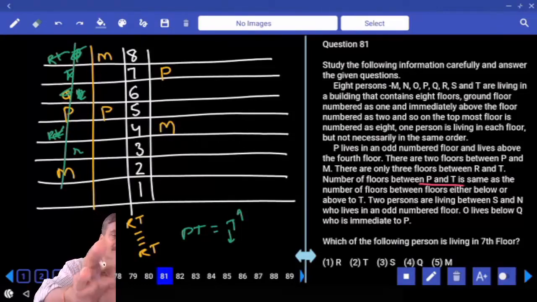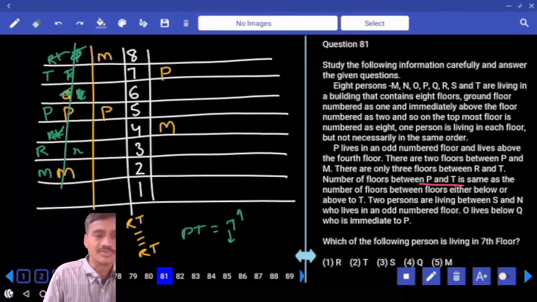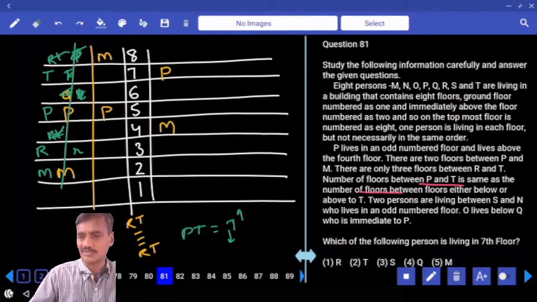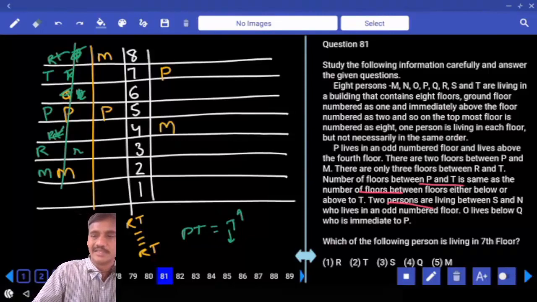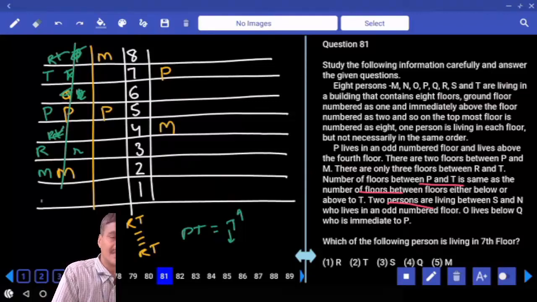Now the 7th is P. T is such that the number of floors in between P and T is 1, and above this T there is exactly 1. Now if T is here and P is here, TPM. There are 3 in between R and T, 1, 2, 3, R is at this place. And there are 2 persons between S and N. N lives on an odd number floor. And 2 in between S and N, hence N is here, S is here.